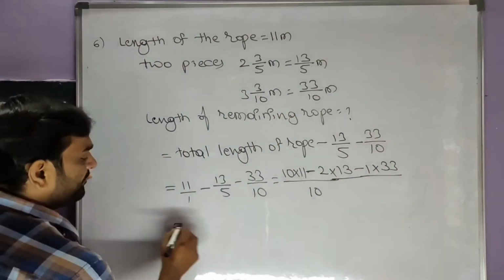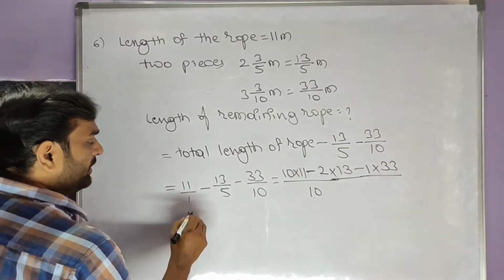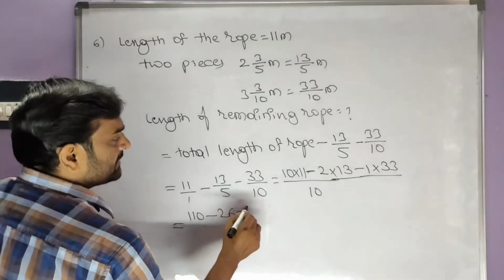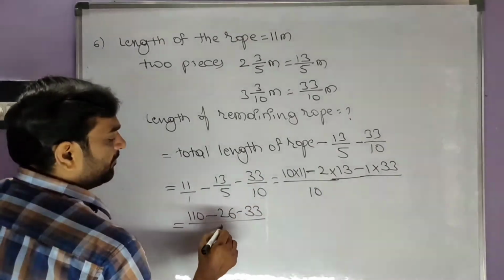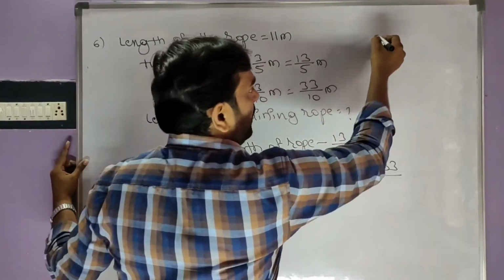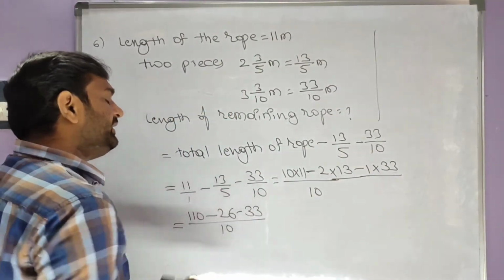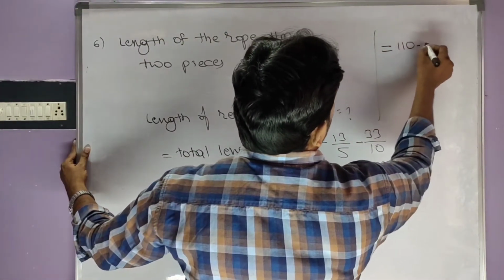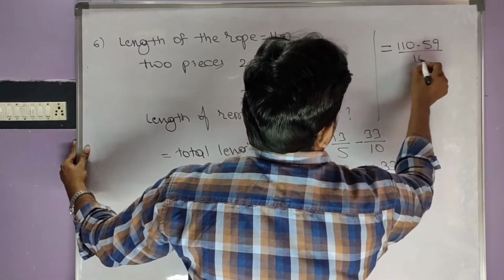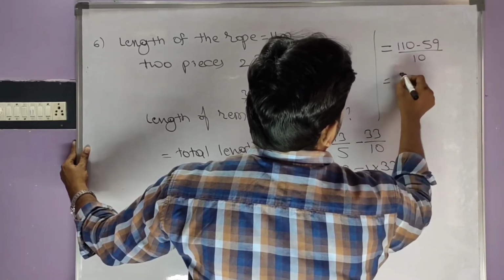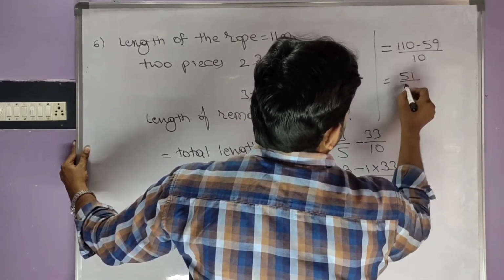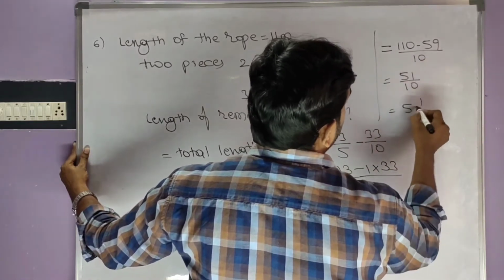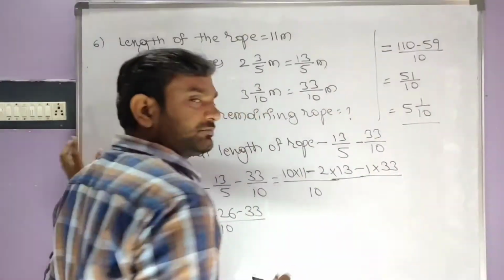Here we got 11. 110 minus 13 is 26, 26 minus 33, 1. 33 by 10. Okay, now 26 plus 33 is 59. 110 minus 59, 110 minus 59 by 10. 110 minus 59, that is 51. 51 by 10. 10 fives are 50. 1 remaining by 10. Okay.